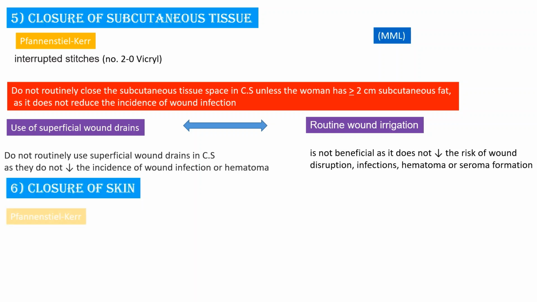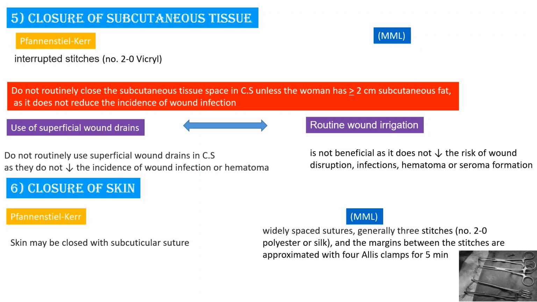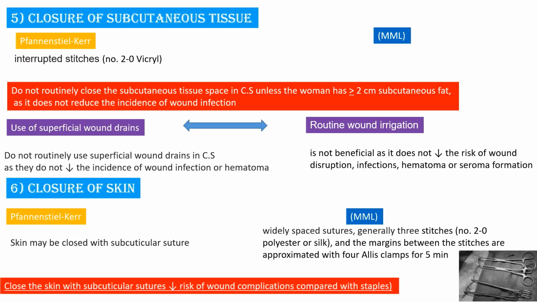Closure of skin. Pfannenstiel method: skin may be closed with subcuticular suture. Modified Misgav: widely spaced suture, generally 3 stitches, with polyester or silk 2.0, and the margins between the stitches are approximated with 4 Allis clamps for 5 minutes. According to guidelines, close the skin with subcuticular suture, which decreases the risk of wound complication compared with staples.